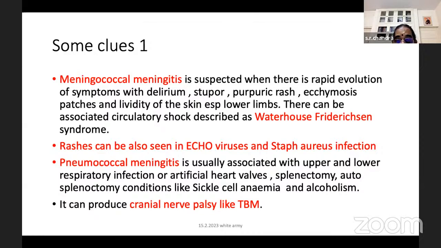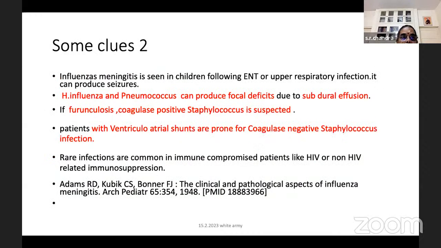H influenzae typically produces an acute otitis, so ear pain, otitis, and then they get into bacterial meningitis. Then you think of H influenzae. That is one bacterial meningitis of acute nature which can produce cranial nerve palsy. Otherwise, cranial nerve palsy is a feature of chronic meningitis, not acute meningitis. H influenzae meningitis is seen in children following ENT or upper respiratory infection, and it can produce seizures and cranial nerve palsy. And also it can produce subdural effusion.